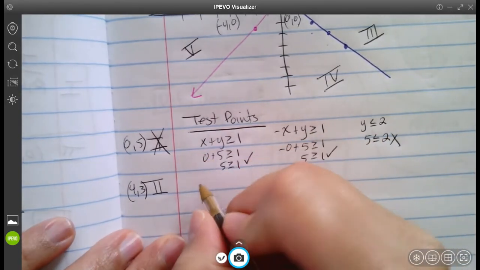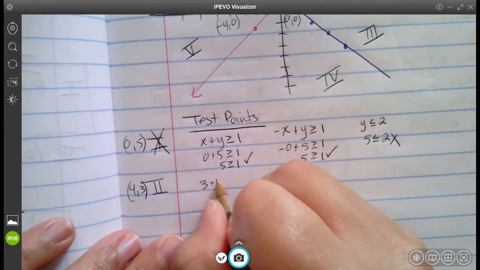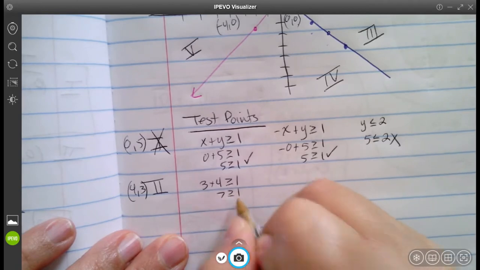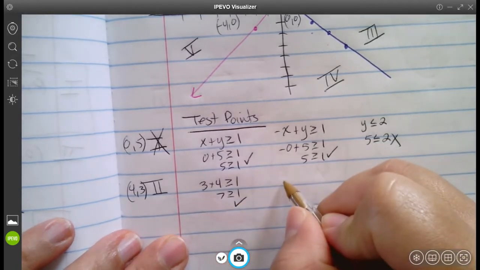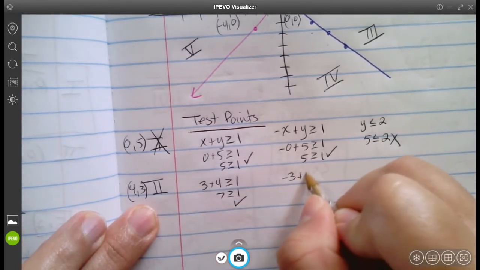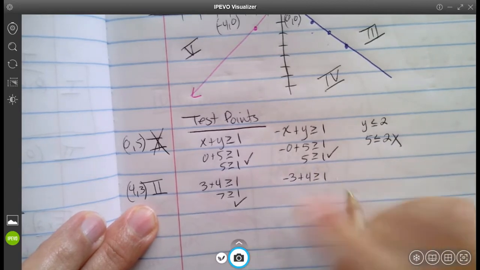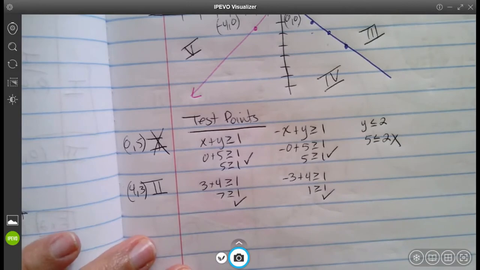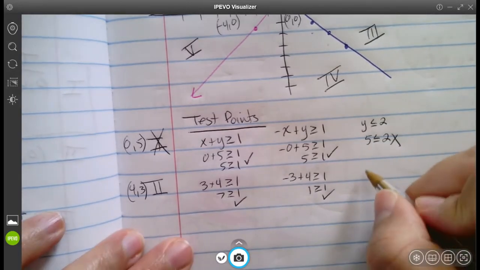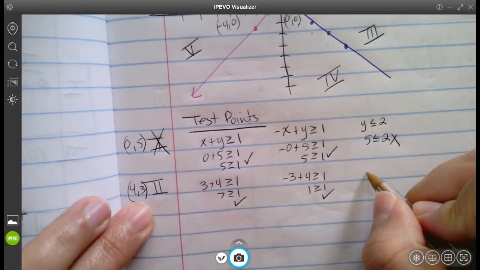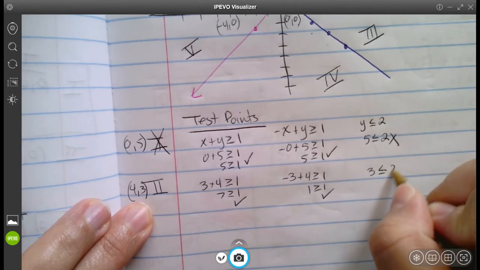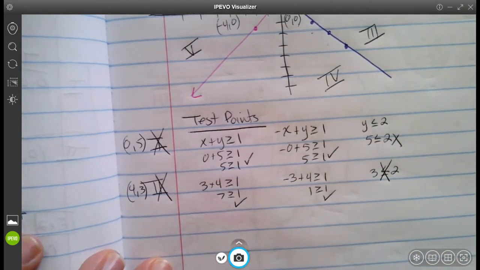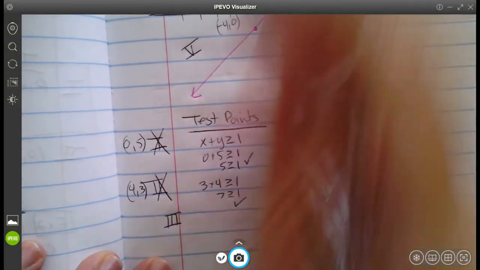Okay, so we're going to have 3 plus 4 is greater than or equal to 1, which is 7. So that one looks good. Then we're going to have negative 3 plus 4 is greater than or equal to 1, which is going to be 1 greater than or equal to 1. So that one is also good. Okay. And then we have y is less than or equal to 2. So 3 is less than or equal to 2, which is not true. So 2 is also out. Okay. Let's try 3.